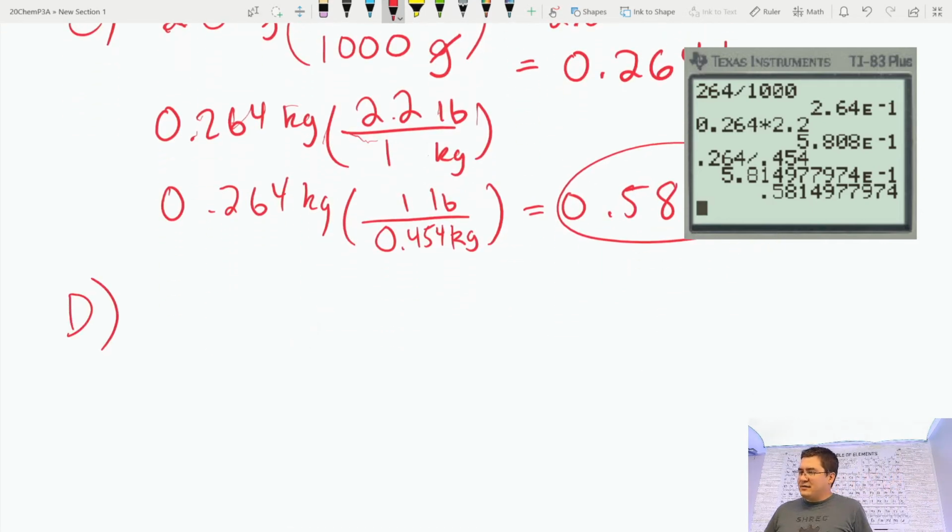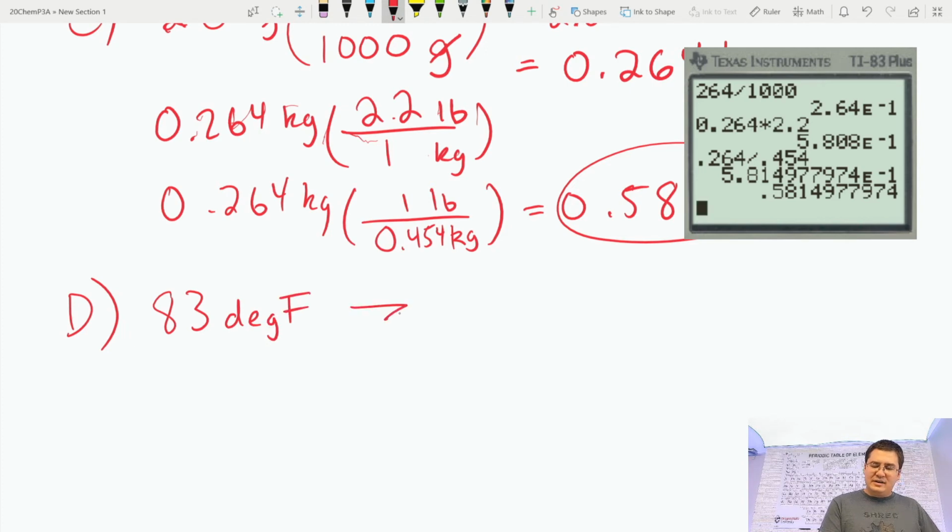D. Convert your favorite temperature to Celsius and Kelvin. Oh, not favorite temperature. Temperature, your favorite place. So I picked a place in Hawaii that I've been to a couple times. I really like. 83 degrees Fahrenheit. I need to convert to Celsius and then to Kelvin.